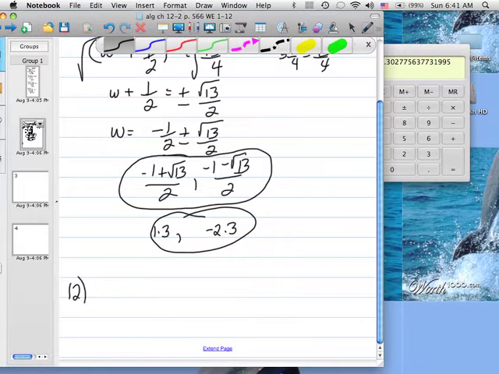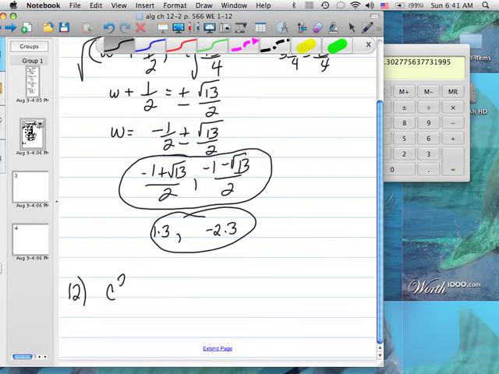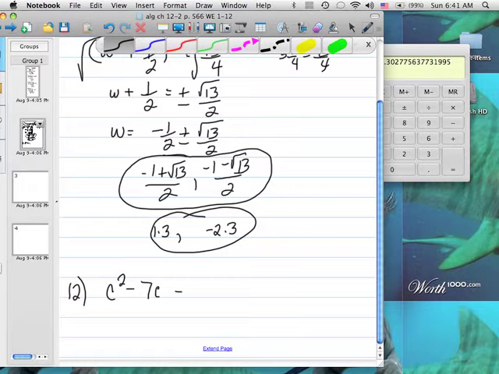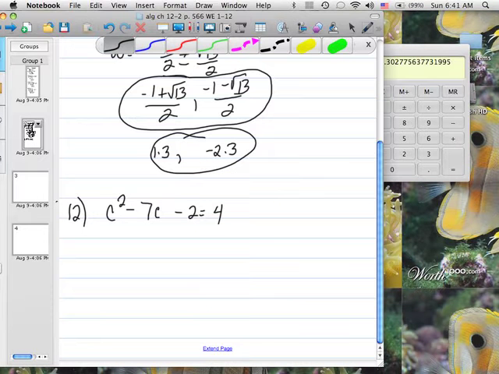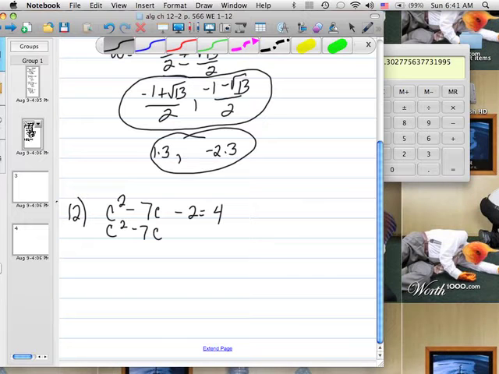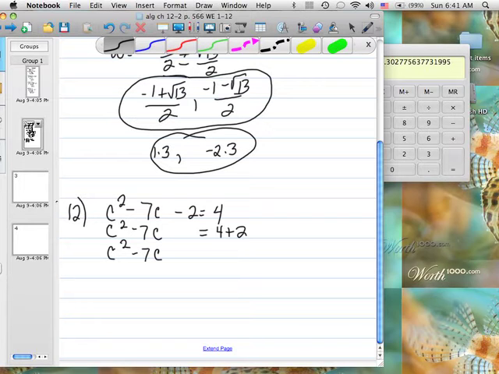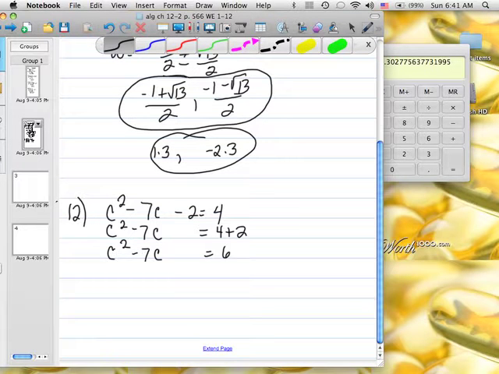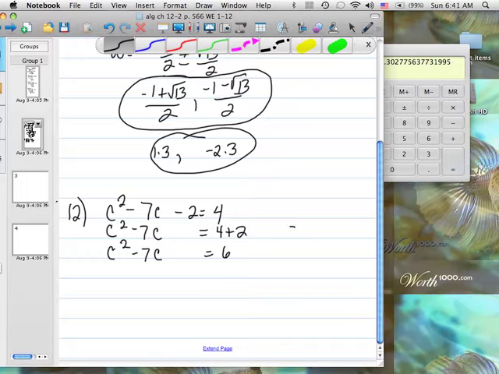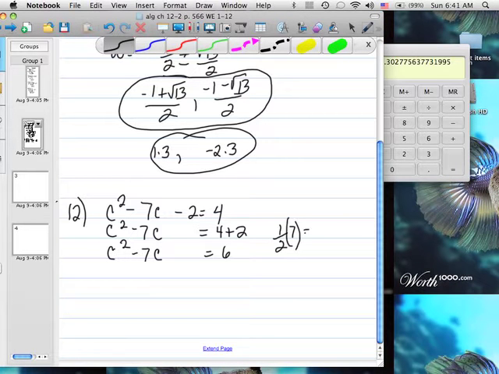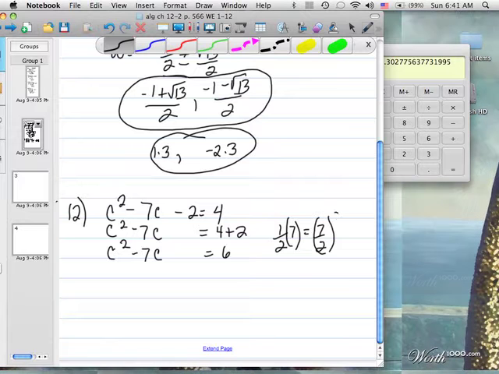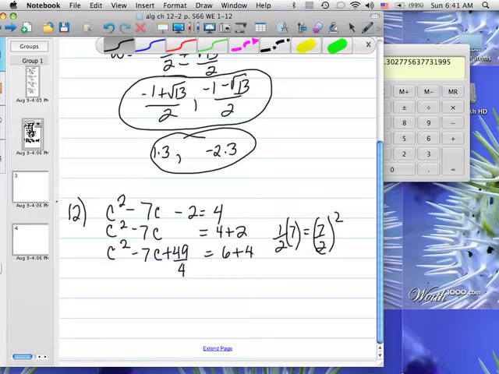And the last problem, number 12, we have c squared minus 7c minus 2 equals 4. Okay, the first thing to do is move the 2 over. So c squared minus 7c equals 4 plus 2. So now we have c squared minus 7c equals 6. Now we have to get a perfect square trinomial, so we take half of 7, which is 7 halves, and square it. So that's going to be 49/4 that we're going to add to both sides.